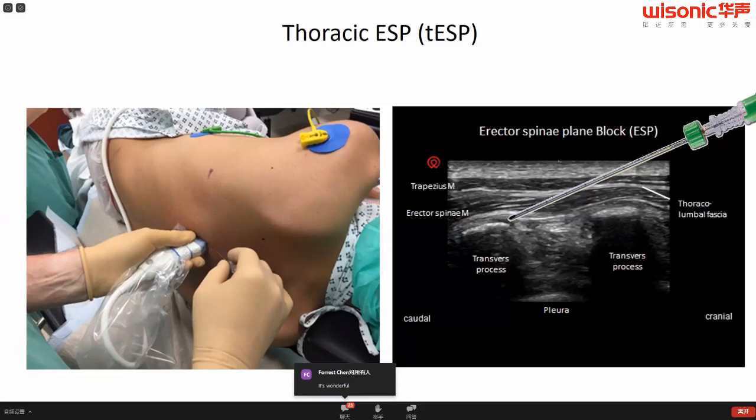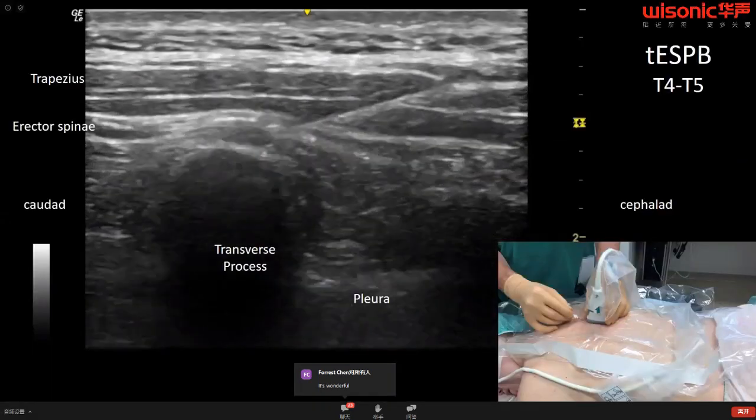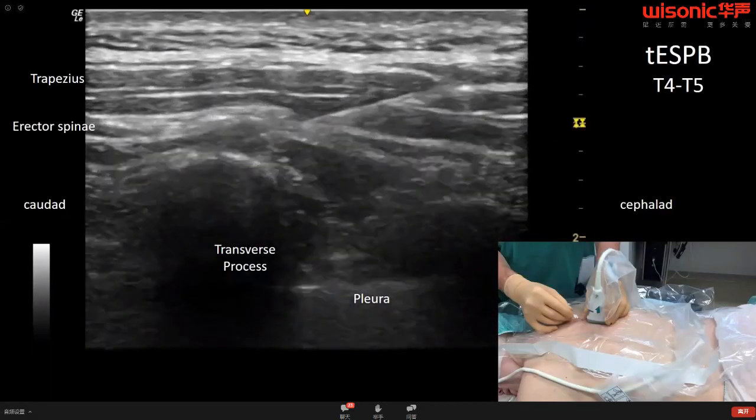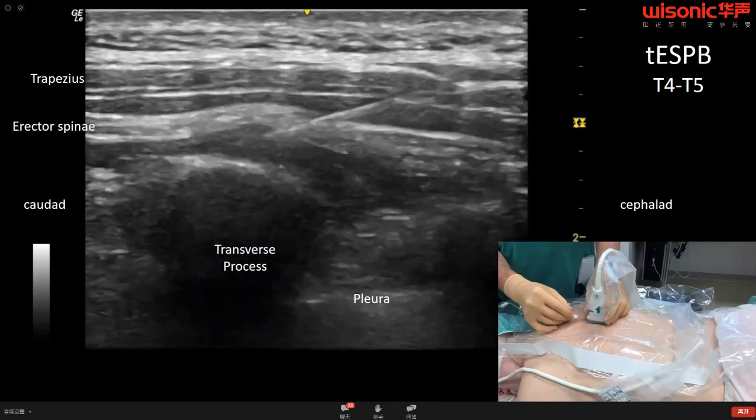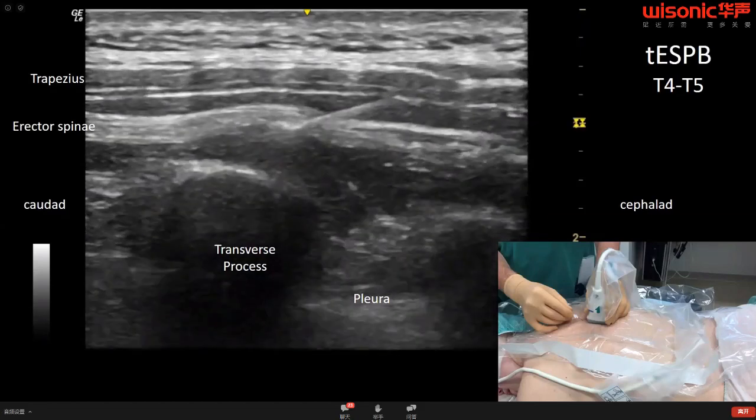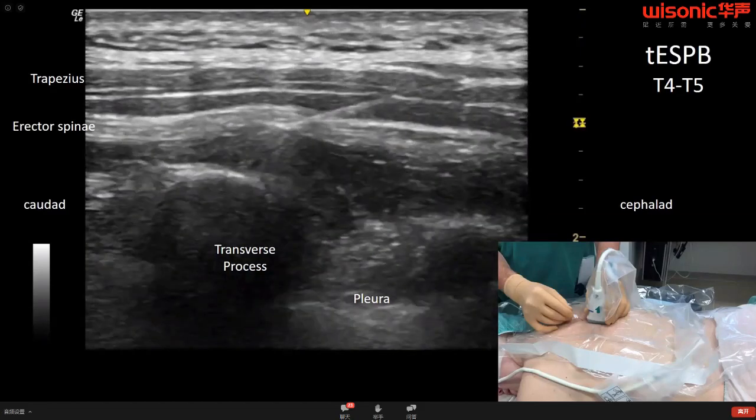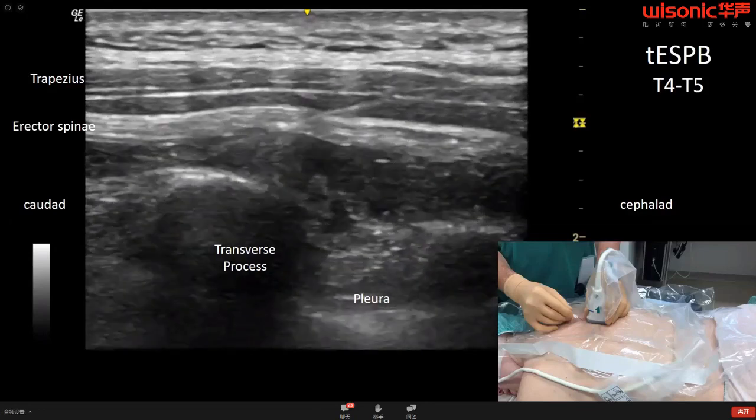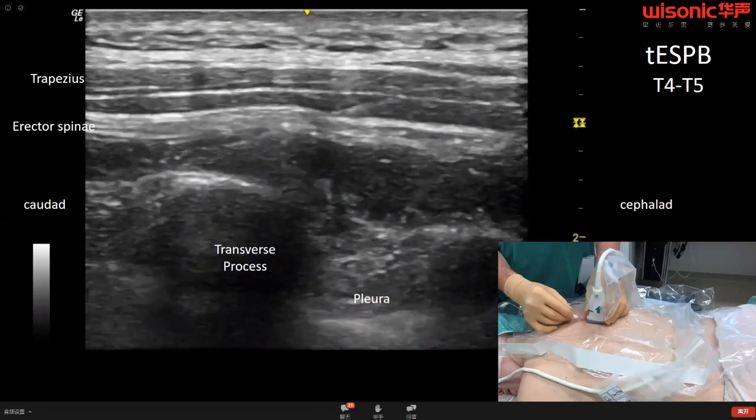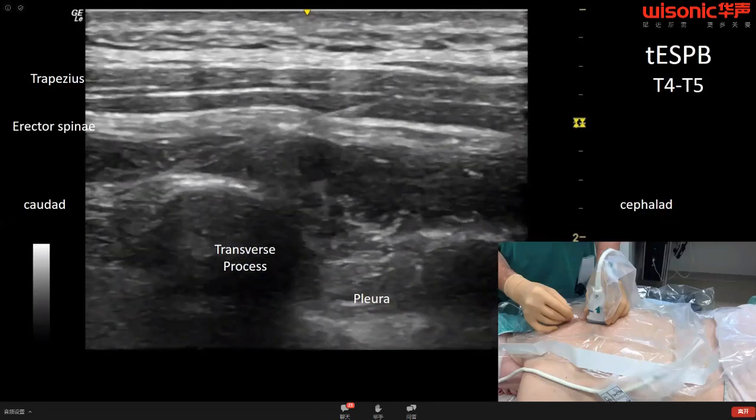On the right side, you see here the ultrasound picture. And here you can see the video. You see the trapezius muscle, erector spinae muscle, the transverse process. The needle is advanced to the transverse process, and when you are in the correct plane, you can see the erector spinae is lifted off the transverse process.